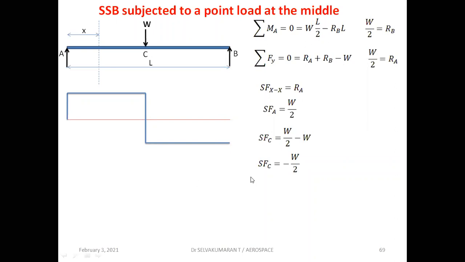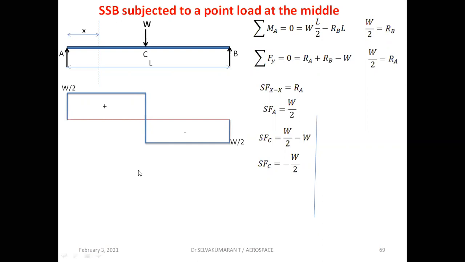As I told you already, you can proceed from the right hand side also. When I proceed from the right hand side, RB is acting upward, which means negative. RB is W by 2, so it should be marked below the reference line. So this is minus W by 2. You can just draw a line to complete your shear force diagram. This is the positive value, this is the negative value: plus W by 2 here, minus W by 2. So when a simply supported beam is subjected to a point load at the middle, the maximum shear force is W by 2. That we need to remember.